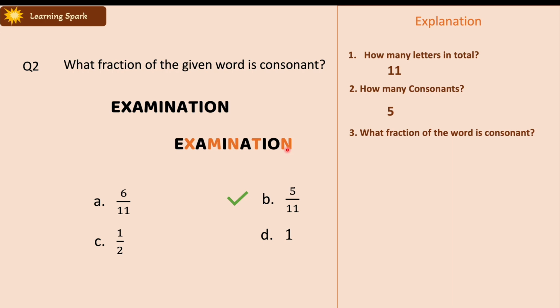So what fraction of the word is consonant? We can say 5 by 11 is the fraction of the word which is consonant, because the denominator of the fraction will represent the total number of letters that are there in this word, and the numerator of the fraction will represent how many are we taking. Here we are only taking consonants, so we are taking 5 out of 11. So therefore, the answer is 5 by 11.